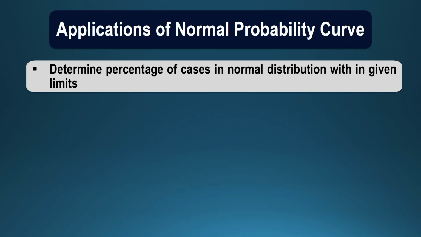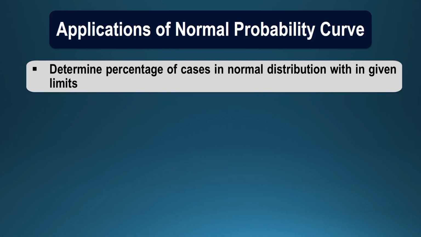Or if you are interested in how many cases lie between mean plus minus 1.5 sigma, then you can see that 50% of the cases lie above the mean and 50% of the cases lie below the mean. So 1.5, the central position, can be taken up, and you can work out the number of cases that lie between mean plus minus 1.5 sigma.